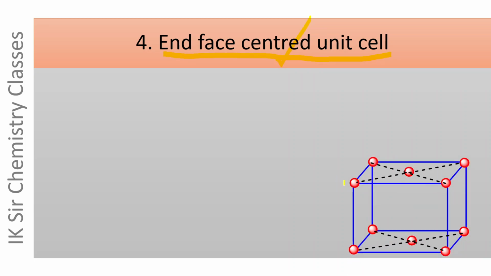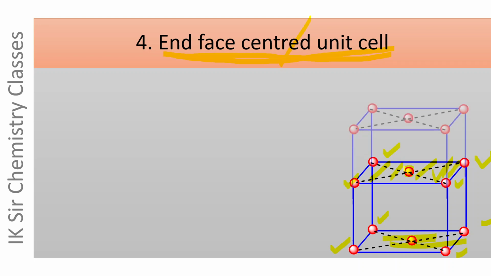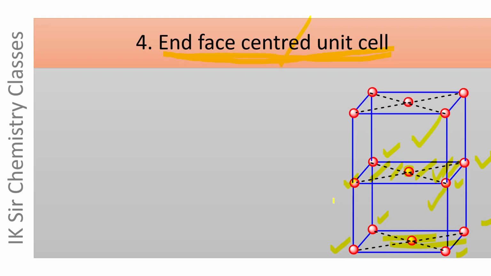The particles occupy all the 8 vertices of the unit cell, and at the same time particles are also present at the centers of two opposite faces. A particle is present at the center of top face, and another particle is present at the center of bottom face, and these two faces are opposite or parallel to each other, and hence it is nothing but end face centered unit cell.